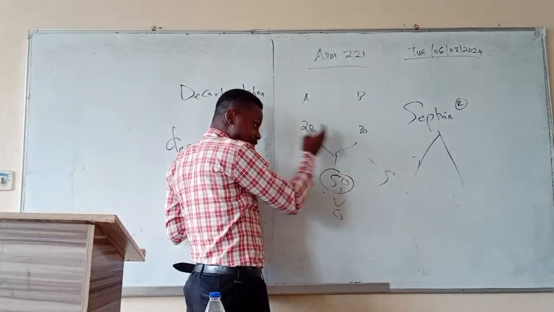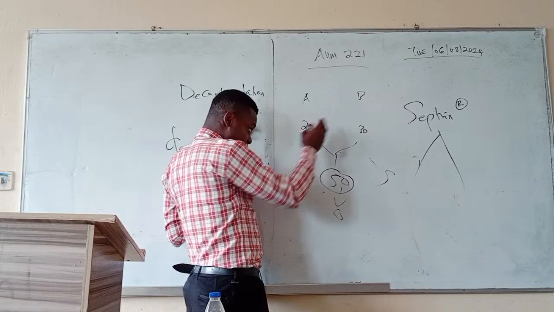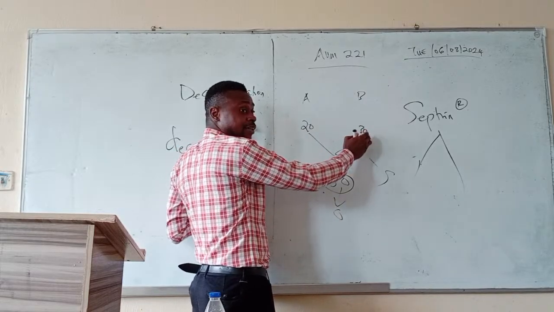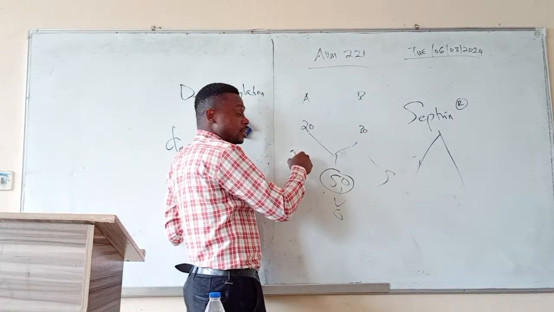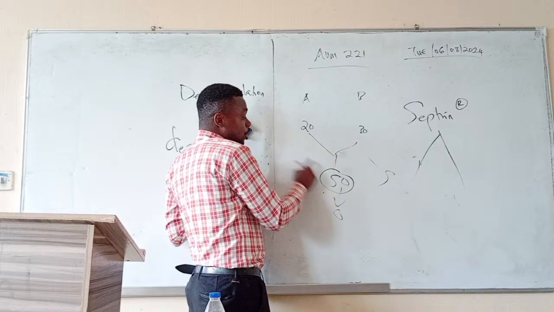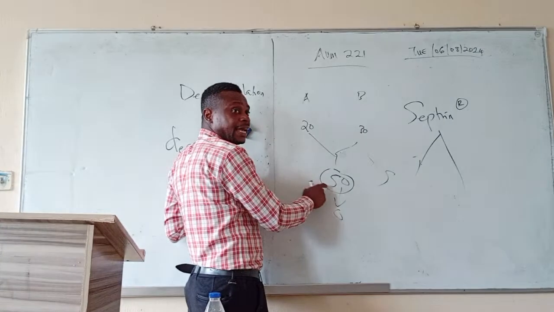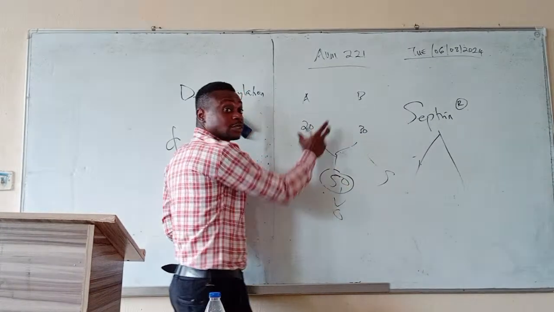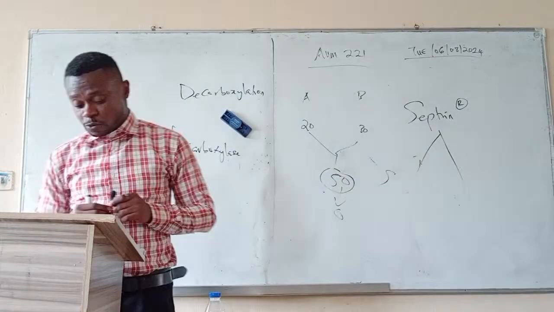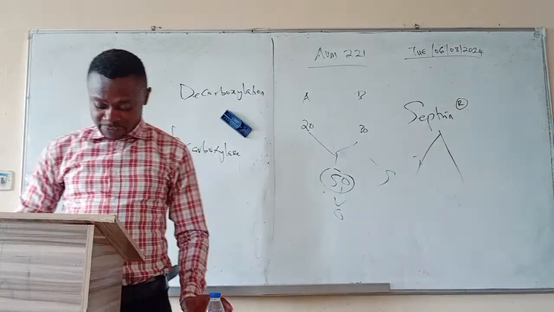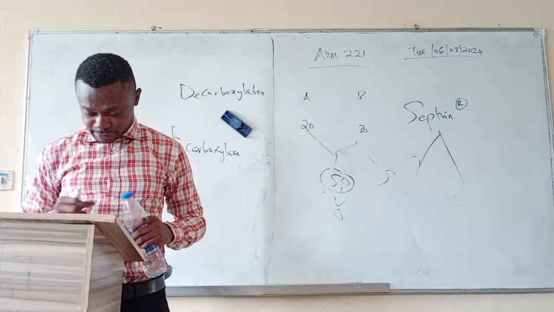Let's assume this one acts on its own, and the effect of this one on its own. In summation, the effect when combined will be the same as the sum of their effects. That's what happens in additive effect.